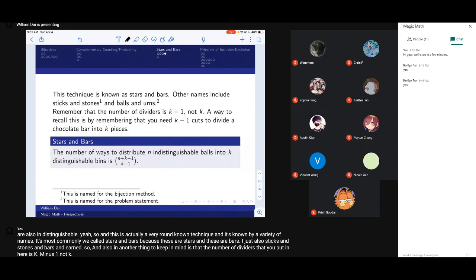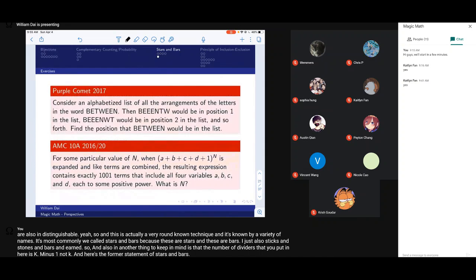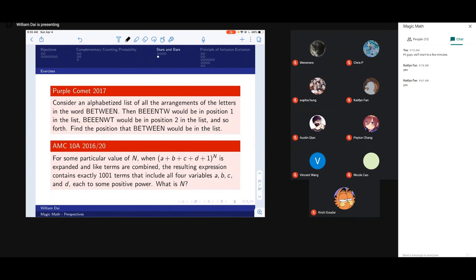And here's the formal statement of stars and bars. And here are some examples. Here are some exercises using stars and bars. I'll give you guys 5 minutes again.